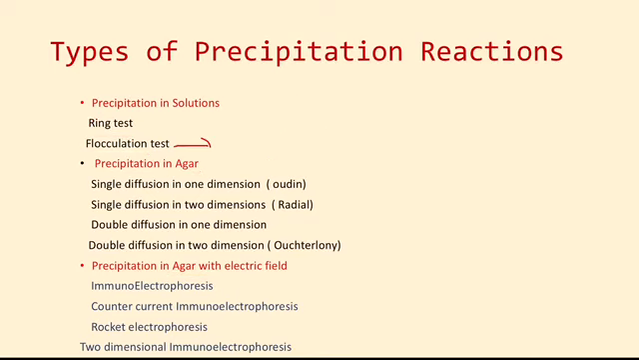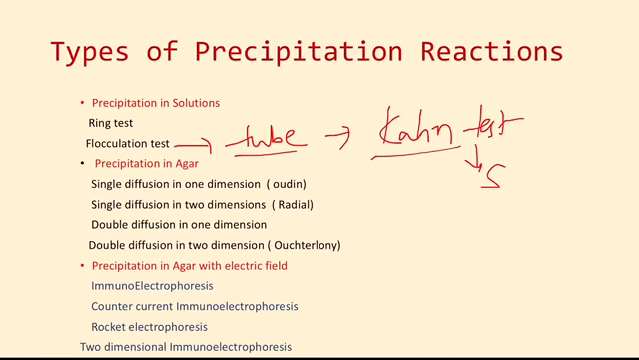The flocculation test can also be carried out in tubes. In tubes, the example for this test is the Kahn test. This is also used for the identification of the organism that causes syphilis. This is called a tube flocculation test. The tube flocculation test can also be used for the standardization of toxins and toxoids.